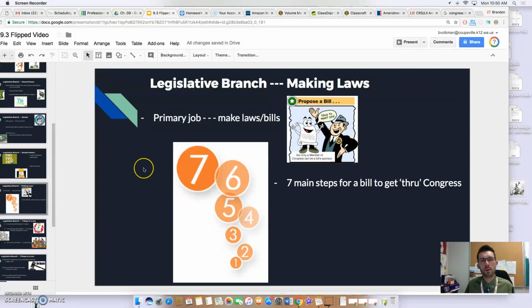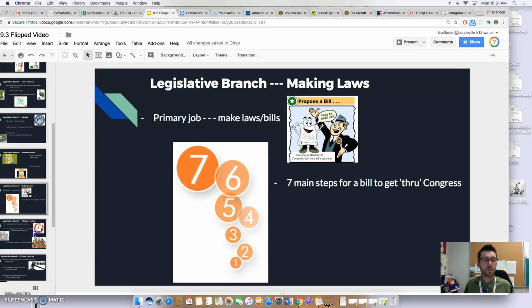Now, we've talked a little bit about the Senate and the House of Representatives, what it takes to become a senator or a House representative, and some of their unique powers and responsibilities. Let's talk now about what Congress is known for doing, and that is making laws or bills. There are 7 main steps for a bill to get through Congress to become a law. Please make sure you're jotting these down in your outline, because this is really important for you to know.